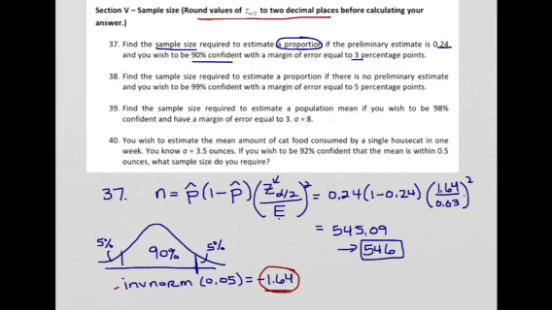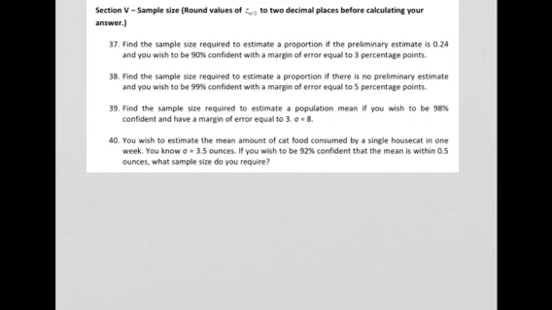Now let's try 38. So in this one, again, we want to find sample size. We're using the formula involving proportion, so p hat, 1 minus p hat. This is given on the exam. Z sub alpha over 2 over the margin of error, and then we square.